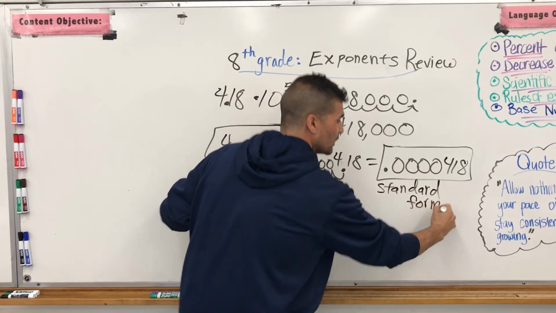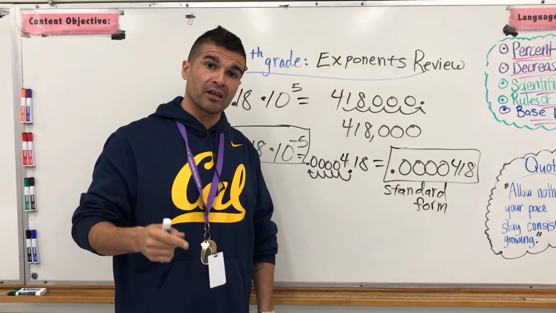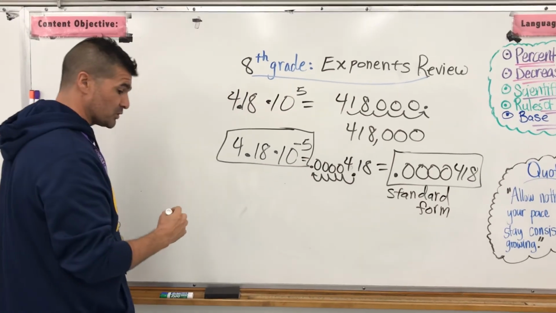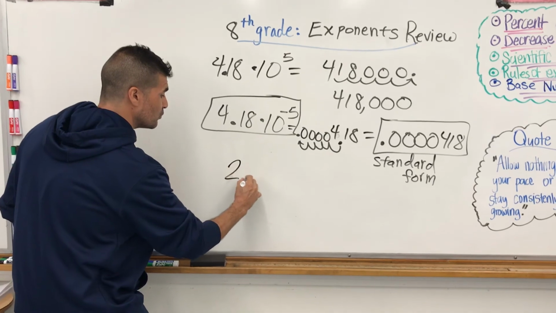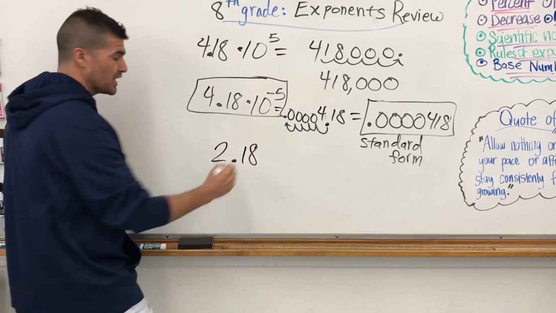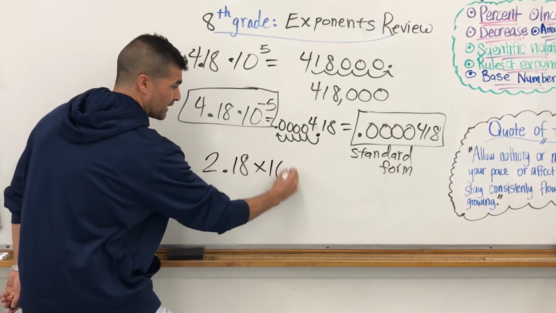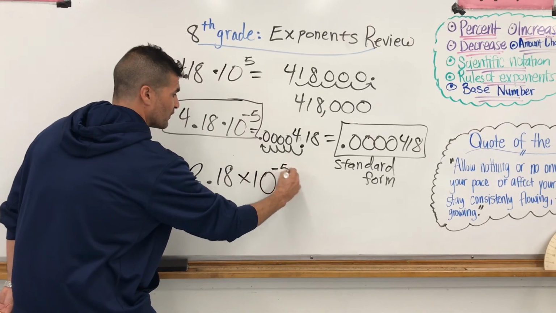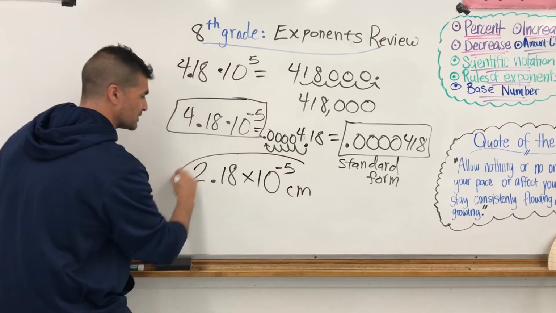Let's wrap up this video with you trying to do one and then logging on to the next one. Here's what I want you to do. I want you to take 2 and 1800ths, and multiply it by 10 to the negative 5th. And tell me how many centimeters that is.